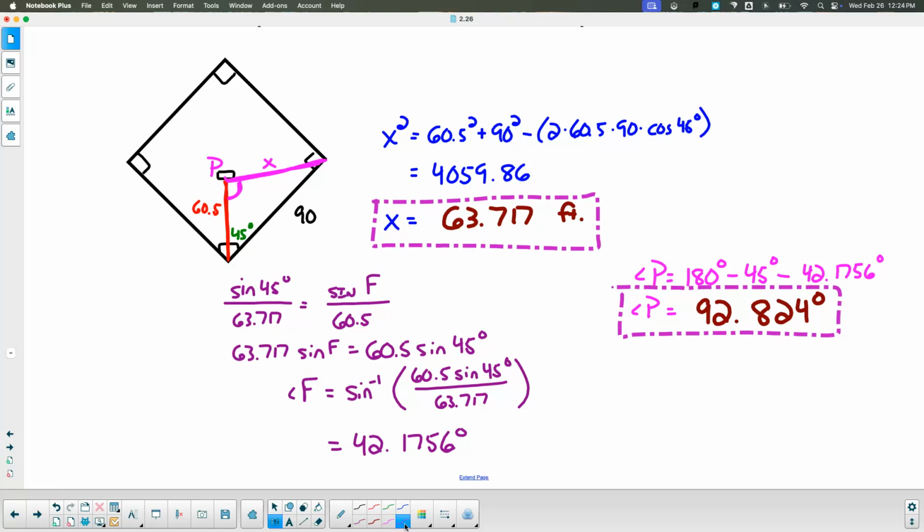Agreed? The distance from the pitcher's mound to first base is 63.717 feet. And the angle that's formed, the one we're looking for at angle P, is 92.824 degrees. Questions, comments, concerns, clarifications?